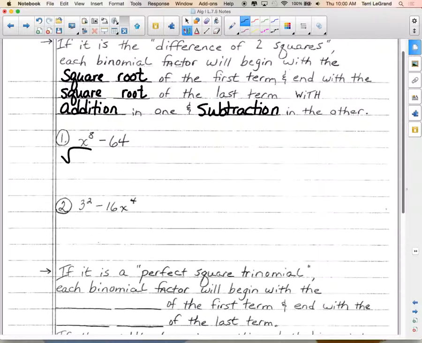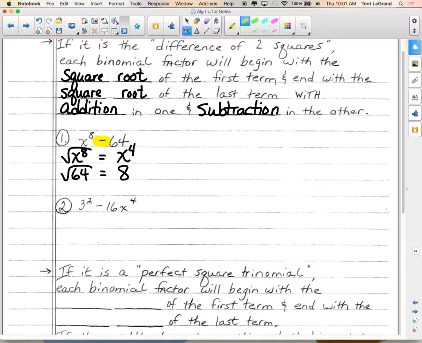The square root of x to the 8th, what is that? X to the 4th. The square root of 64, 8. What's the other test it has to pass? They're perfect squares. What other test does it have to pass? What has to be true about the binomial that we're factoring? Look at the front of it. It has to be subtraction. Do we have subtraction? Yes. This is important also.